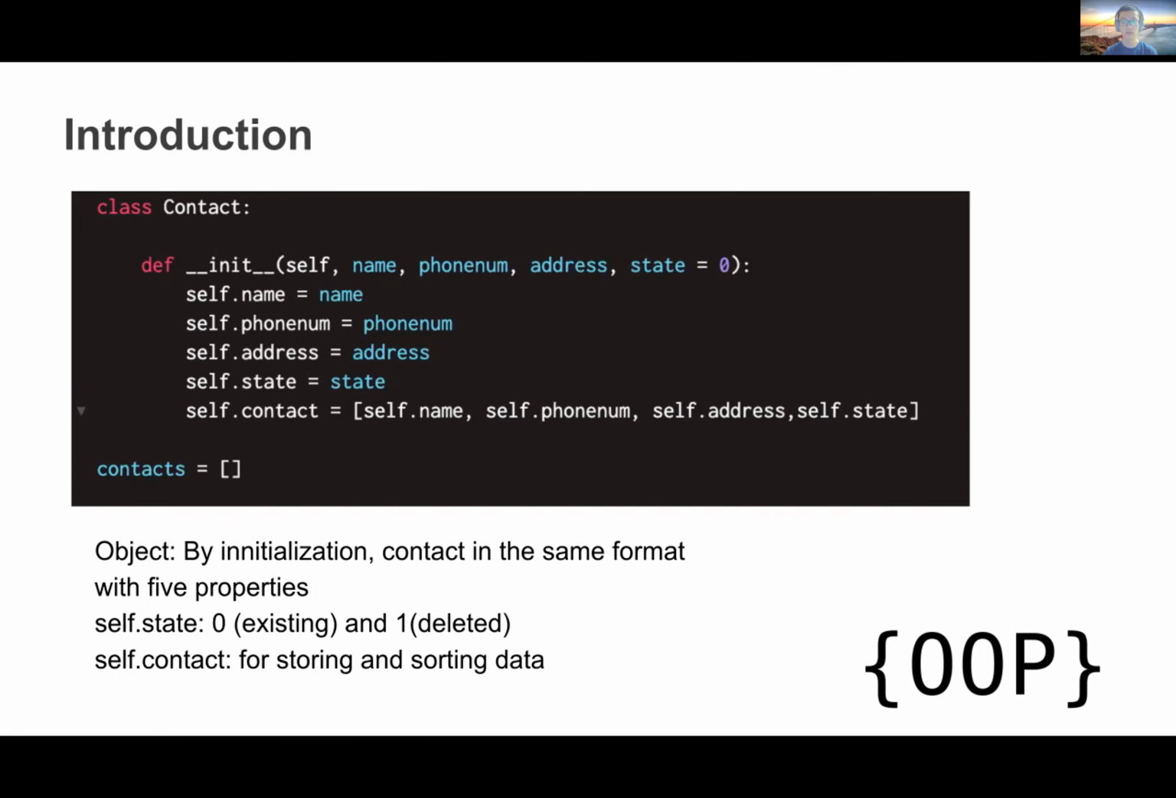And the last property is about contact. It is to change the above information into a list, which will be convenient for us to sort and store contacts later on. And then we have an empty list for contacts, which represents the whole contact book.